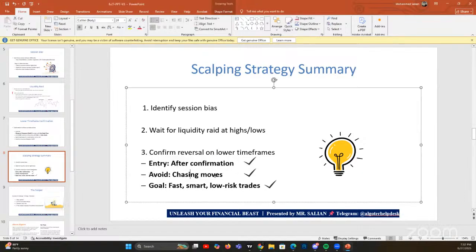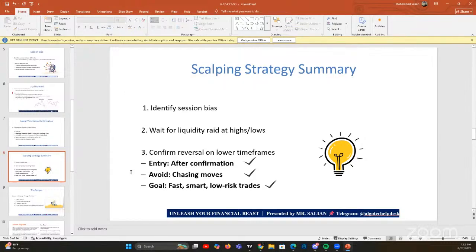So avoid chasing moves. When you see, oh my God, I missed that move, now I cannot enter the trade, I don't know what to do, it's because you don't know how to do that. You have to know now. I will show you in the chart how it's looking better for you. Then the goal is smart and low risk trades. So now let's go to the slide.